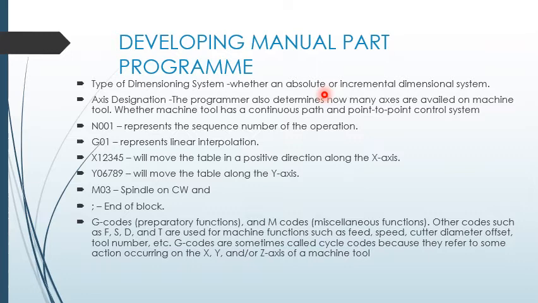Second is axis designation. The programmer also determines how many axes are available on the machine tool, and whether the machine tool has a continuous path or point-to-point control system. These need to be understood.